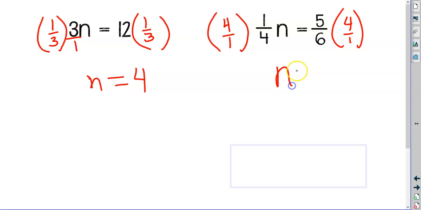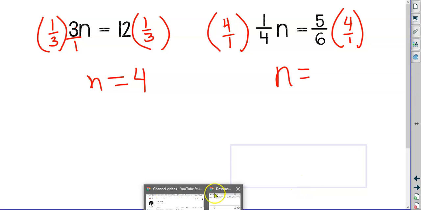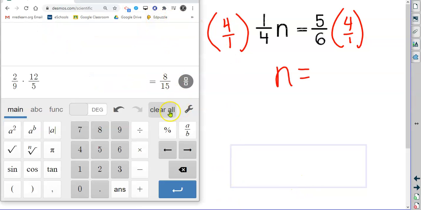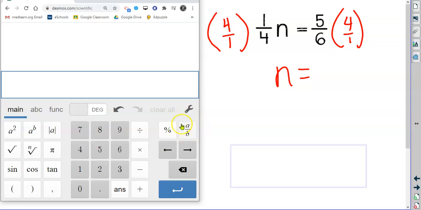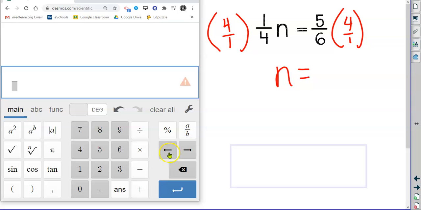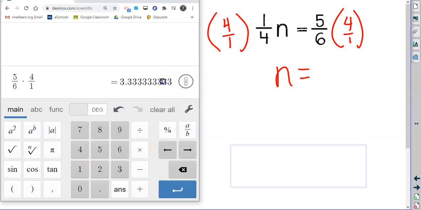We're also going to use our calculator for speed and efficiency today. 5/6 times 4 over 1. So I'm going to use the desmos.com scientific calculator. The fraction button over here on the far right has an A over B. So I'm going to type 5/6. Then I'm going to arrow out of the fraction and press the times key and enter a new fraction, 4 over 1. Now, as you can see, I get a really long value here, right?